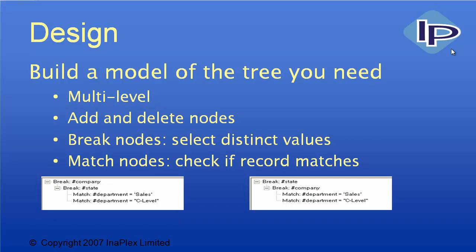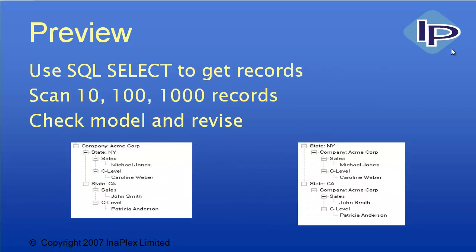You can see a couple of models in the screenshots below. On the left hand side you can see that we've got a break node on company and then state underneath that, and then match nodes on the department. So is it department sales, is it C-level? On the right hand side we've modified that. We've made the break node on the state at the top level and then company underneath that. So simply by dragging and dropping a node we've been able to completely change how we organize the data, and we can see the effect in the preview pane.